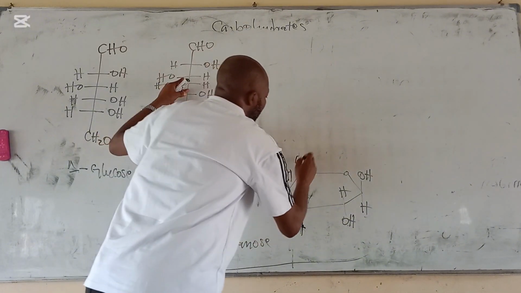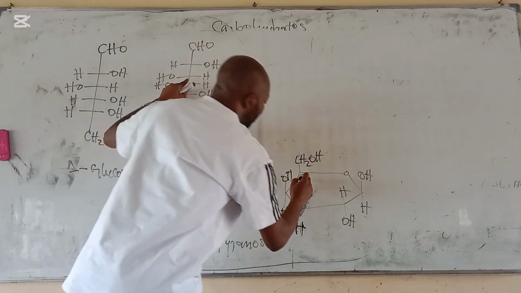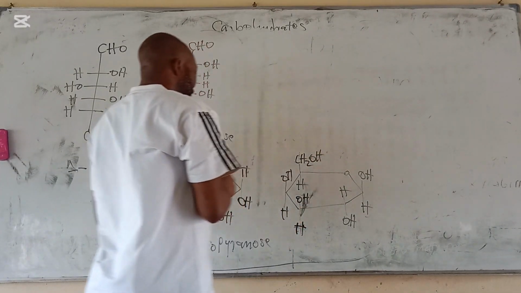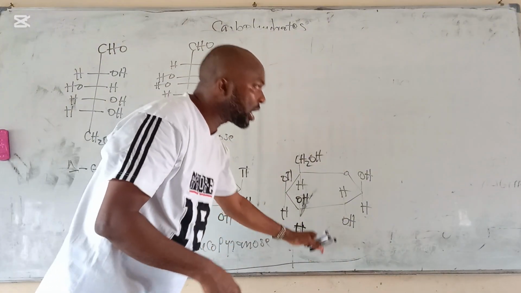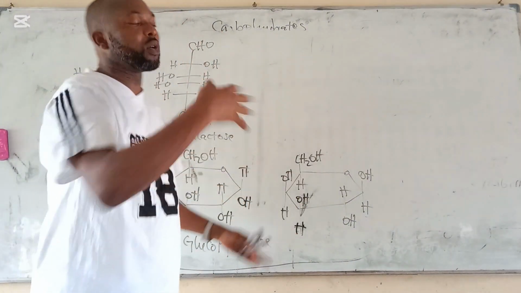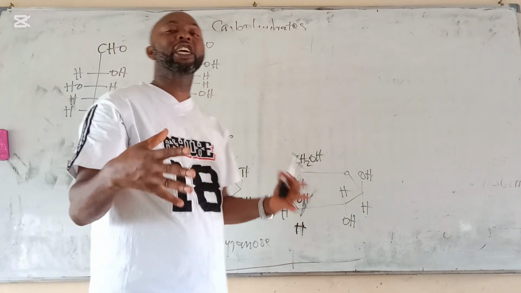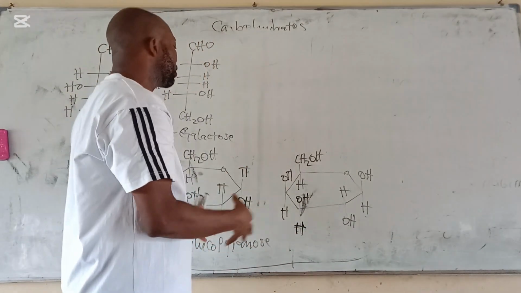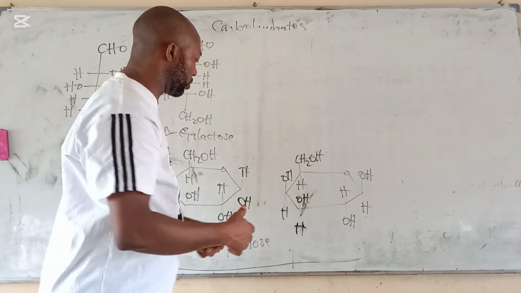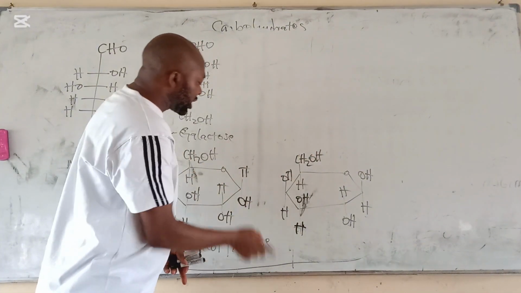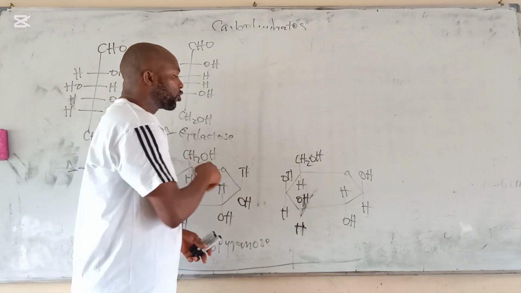The fifth, this will go. Then I have CH2OH and hydrogen. Now, this is beta D-galactopyranose. Now let's join them together. We say that a condensation reaction is a reaction between two monosaccharides which has to do with the elimination of water molecules. So where we react, this OH will react with this OH to remove water.